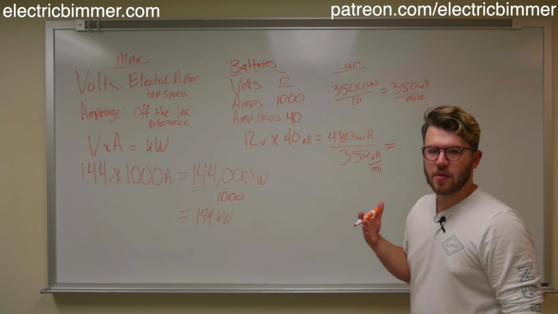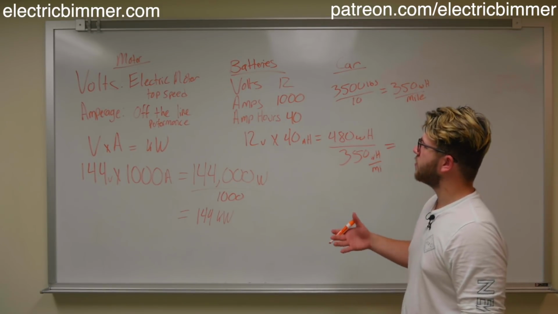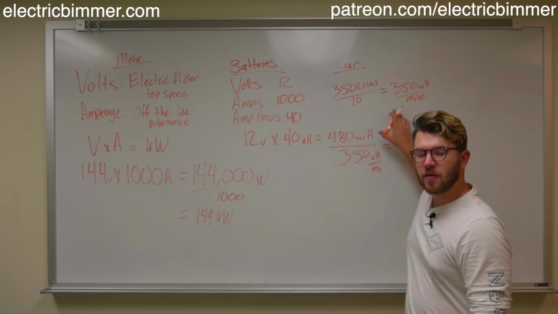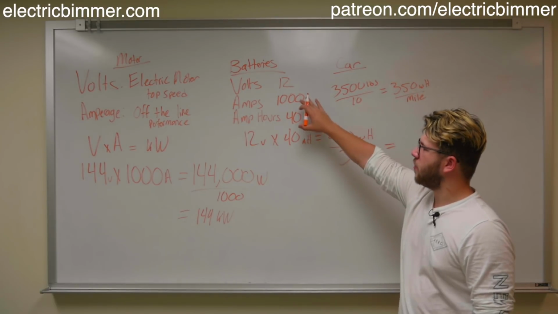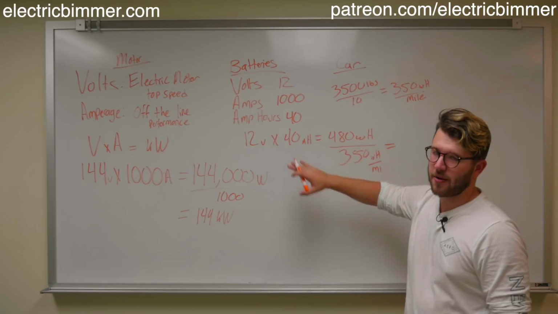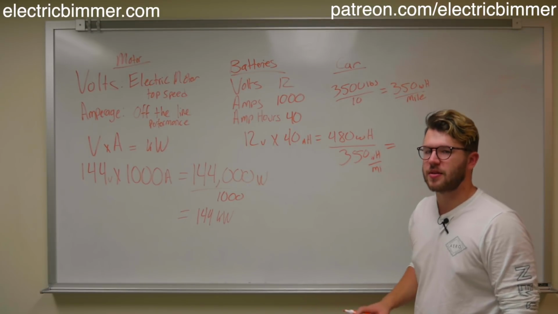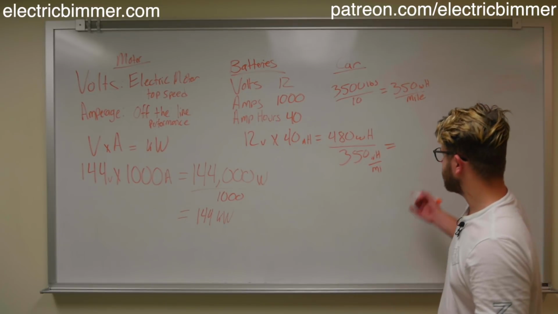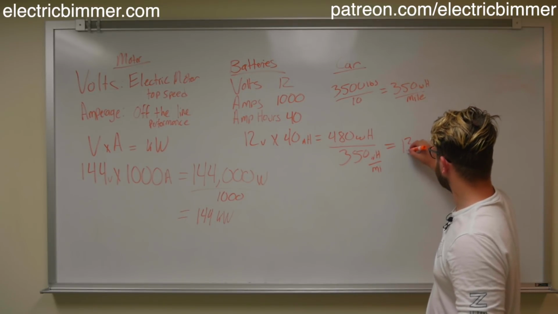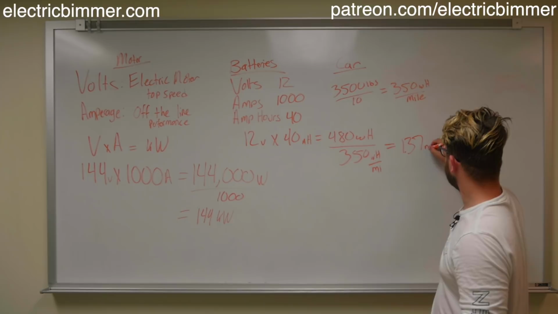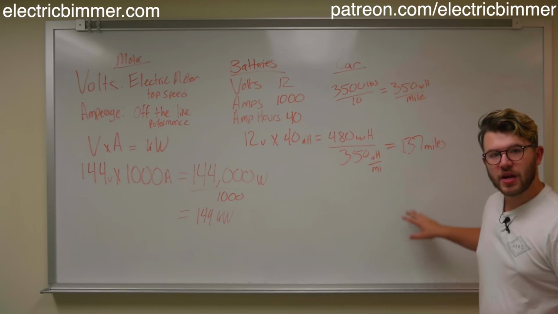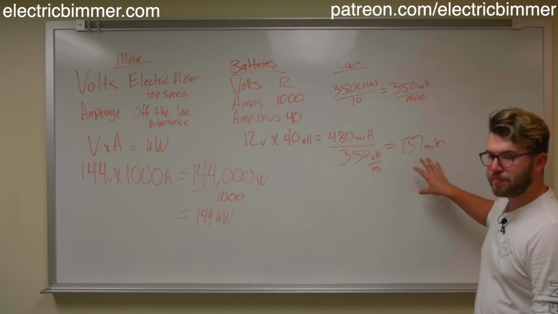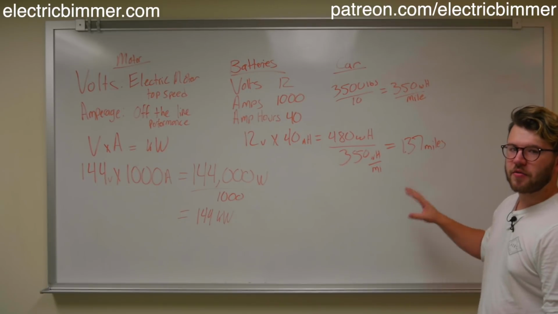Now it's not going to be very far, because if you think about what we're doing, we're trying to run a 3,500 pound car on a 12 volt battery with 40 amp hours, which is really nothing in the grand scheme of things. But let's see how far we can get. The answer to this is about 1.37 miles.